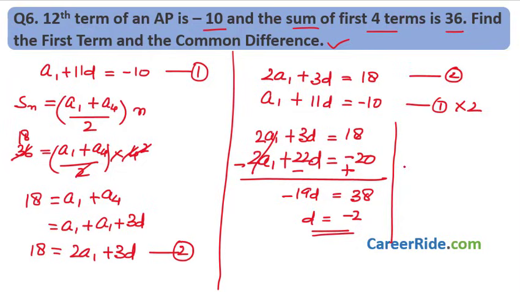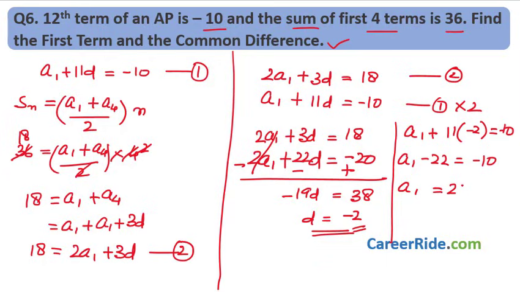Now what do I want? I want to find the value of A. So let me place this value of D in equation number 1. So A1 plus 11 into minus 2 is equal to minus 10, from equation number 1. So A1 minus 22 is equal to minus 10. So A1 is equal to 22 minus 10. This is equal to nothing but 12. A1 is my first term, D is my common difference, and ultimately I have solved the question very easily.